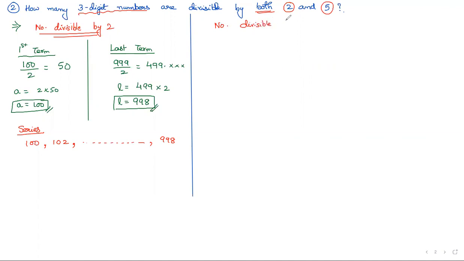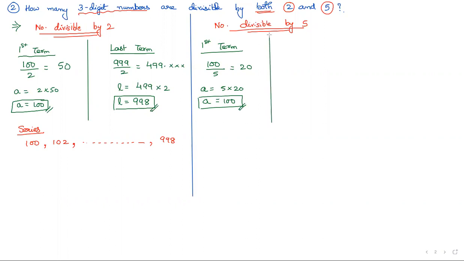Okay, now let's consider the numbers that are divisible by 5. So when I have to find the numbers that are divisible by 5, again I have to consider my first term, which is nothing but 100 divided by 5. 5 twos are 10, 20. So your first term is 5 into 20, which is nothing but 100. And your last term, do not consider 1000 because 1000 is a 4-digit number. You should consider 999 divided by 5.